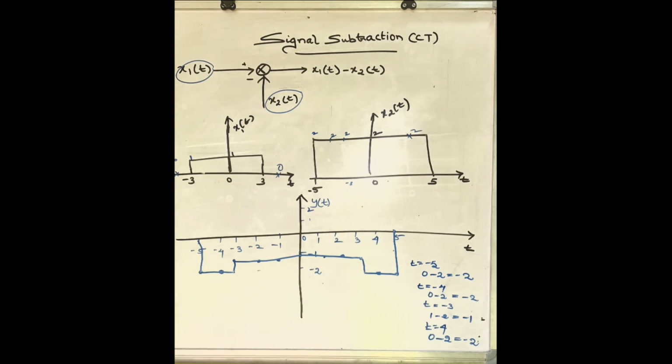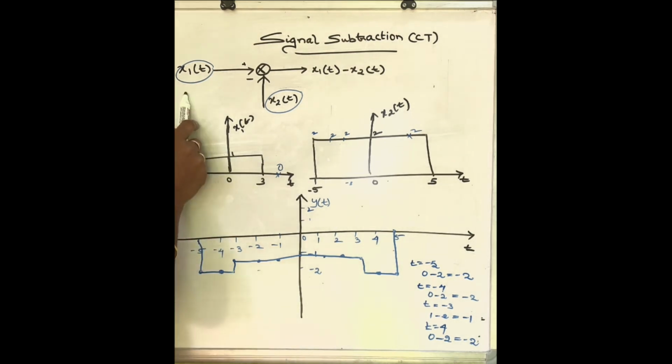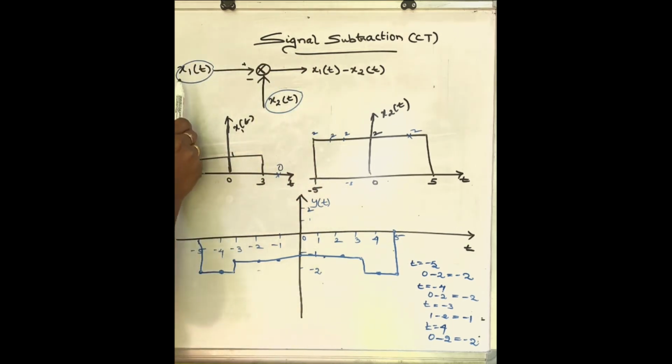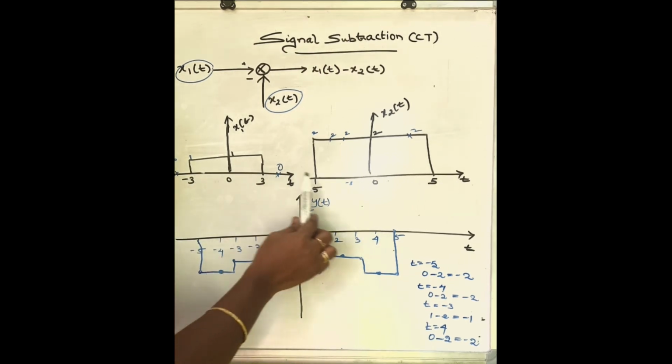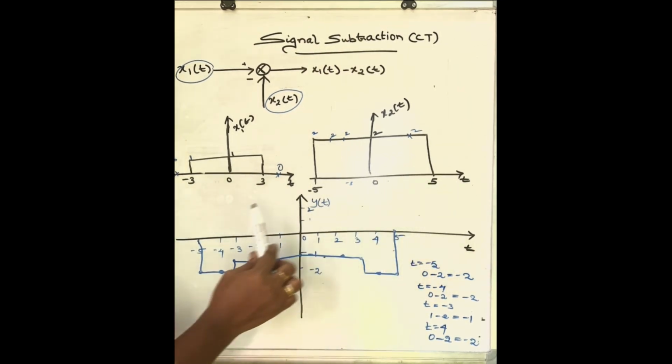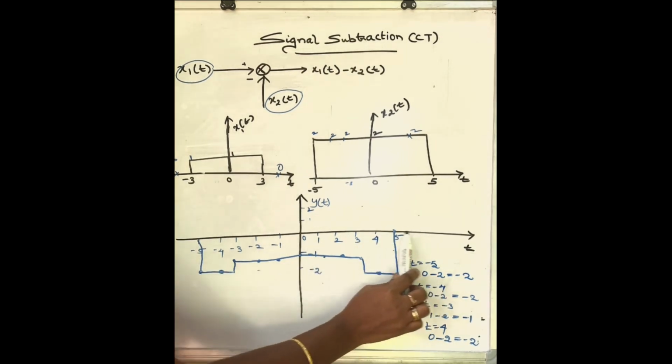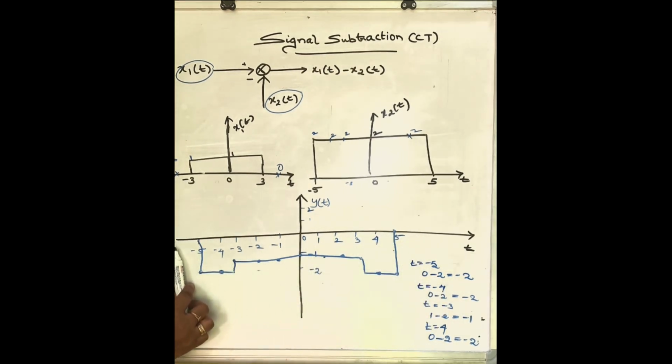I repeat, two signals x1 of t and x2 of t are taken. x2 of t is subtracted from x1 of t. So when two signals are considered, write the larger time period for the answer. So this is the larger time period that has been considered.